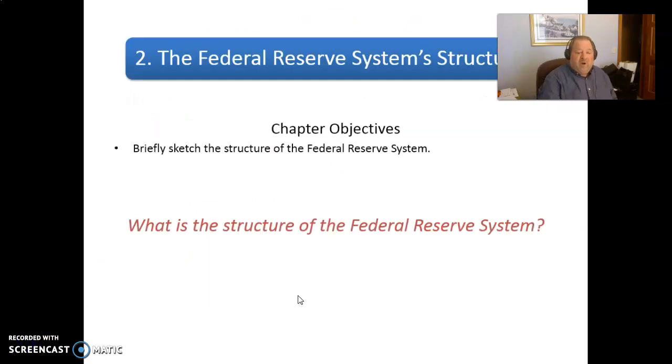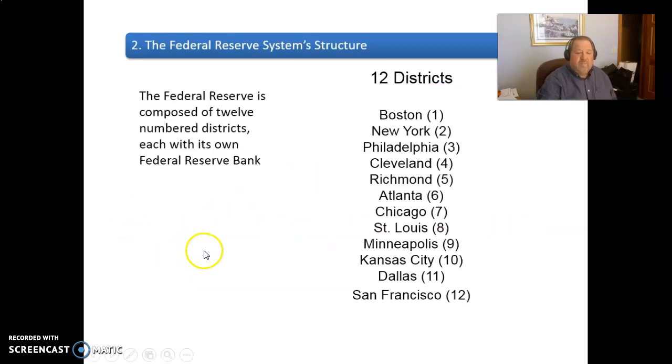So what is the structure of the Federal Reserve System? There are 12 district banks, and you can see they are all over the country. And you'll also notice that Missouri has two Federal Reserve banks, one in Kansas City and one in St. Louis.